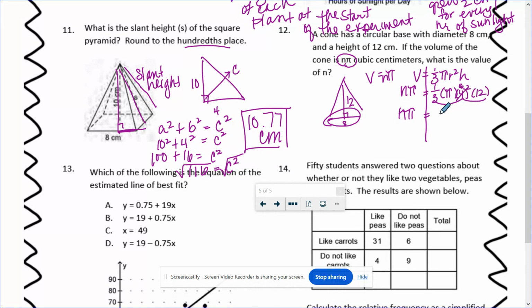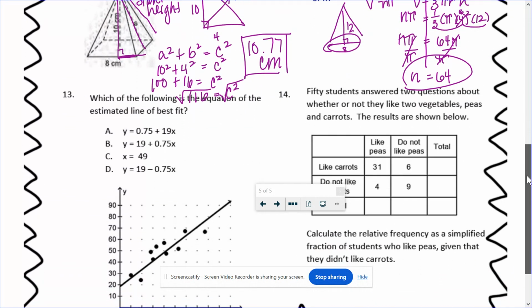And that's going to give me a 64 with a pi symbol after it. So when I multiply those three numbers, I end up with 64 pi. Well, if I divide both sides by pi, the pi's are going to disappear. So n is equal to 64, which is what they were asking me in the first place.